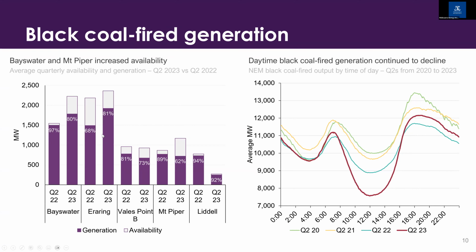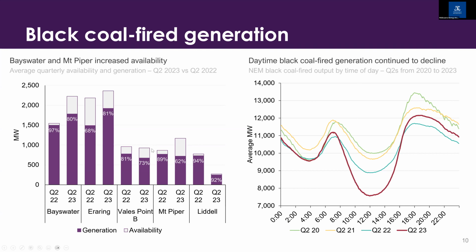The other big changes we saw were in Eraring, increasing its output by 176 megawatts. Again, reduced outages, increasing its availability, but it also increased its utilization. So it's running more during the evening and overnight. Slight decrease in Vales Point and Mount Piper, and then Liddell. So you can see here, Liddell last year, the three units it was running then was running quite hard at 94%. And then this quarter, it only ran in April. At the end of April, they staggered over a few days, so it shut down the last three units. So that decrease in Liddell is more than offset by the increases in Bayswater and Eraring.